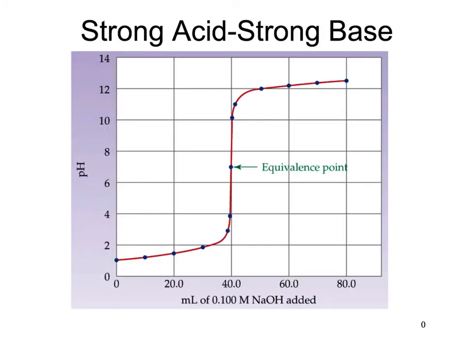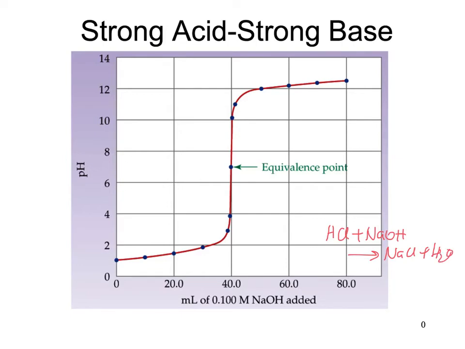Now, the first curve that you're seeing is a strong acid, strong base type of titration. So this is a system like HCl, which is being treated with sodium hydroxide. Your products are NaCl and water.